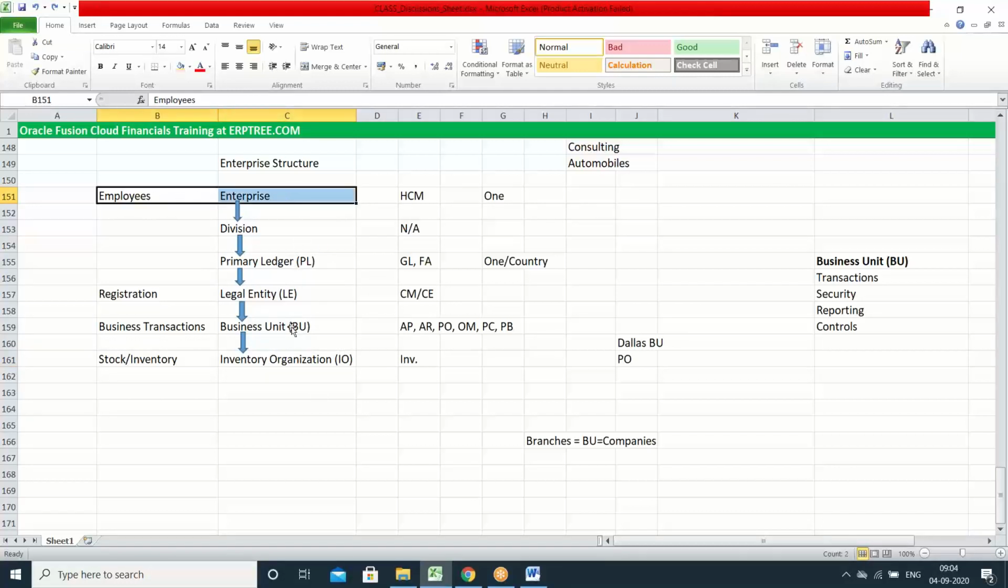Employees data separately as enterprise, registration data separately with the legal entity, business transaction data by separating with the business unit concept, stock or inventory related data with inventory organizations, and the primary ledger to collect all the data from all the areas. We use the primary ledger. Division, there is no value addition. In most of the implementations now we don't see division as one of the components.